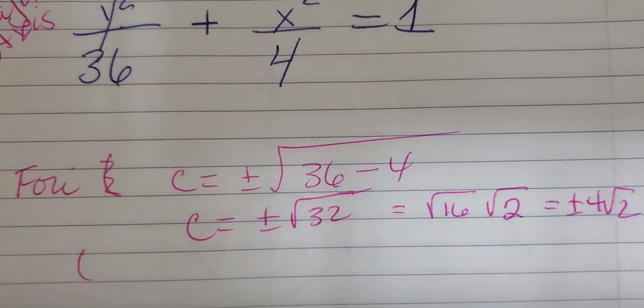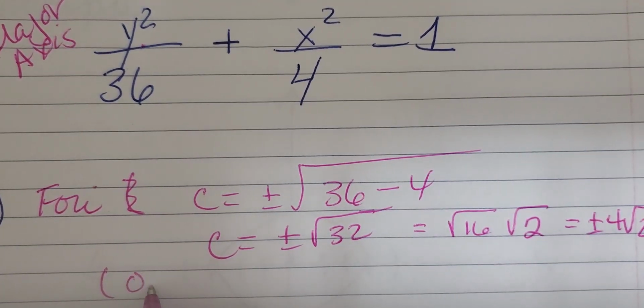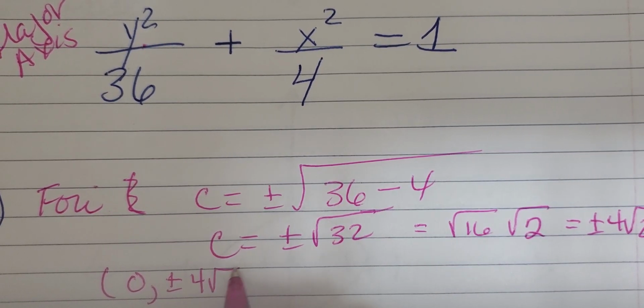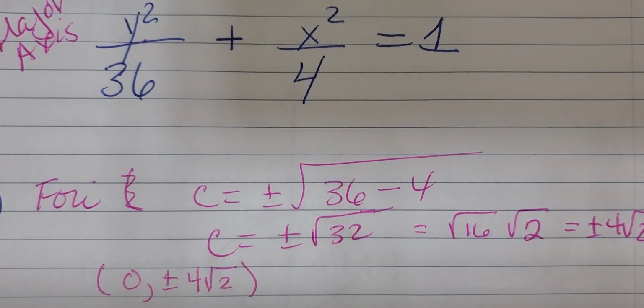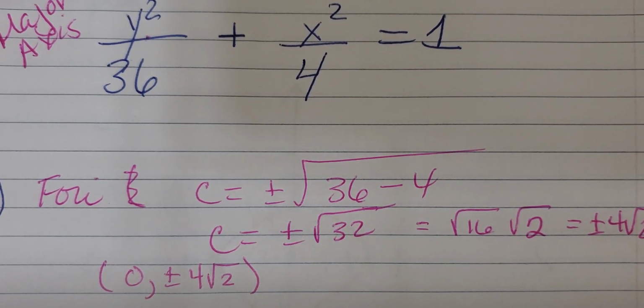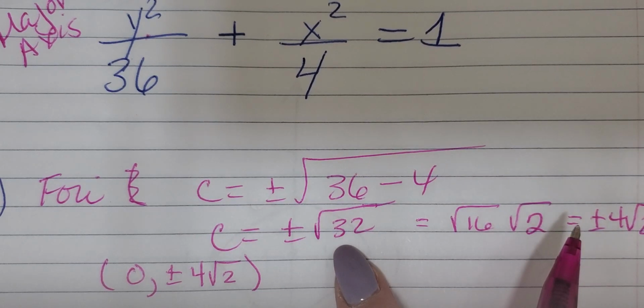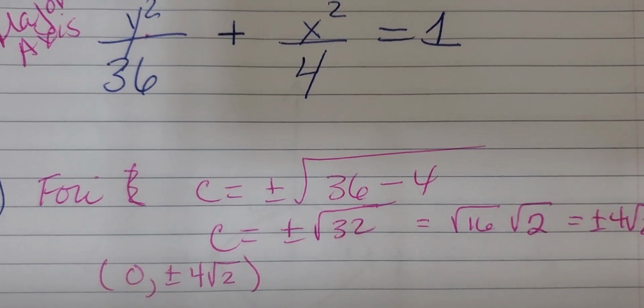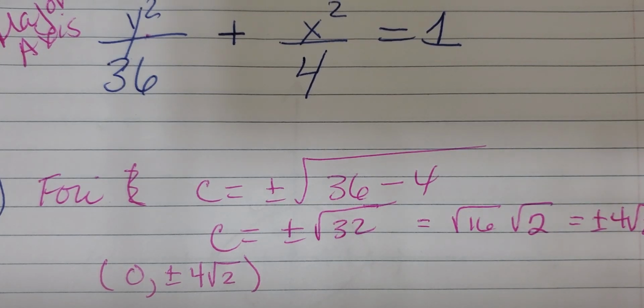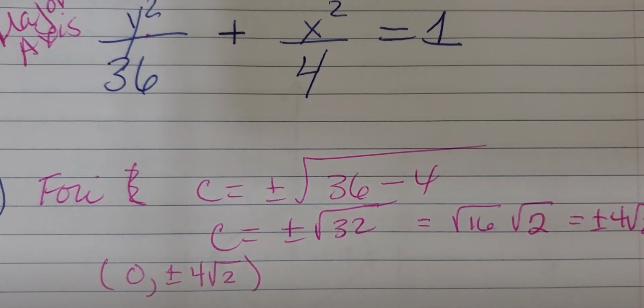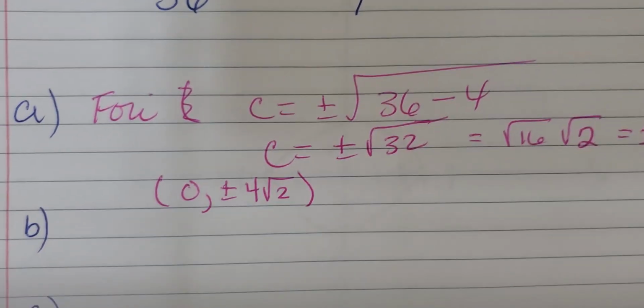Well, since the major axis is y, it's going to be 0 plus or minus the simplified version of 4 square root of 2. Okay? So that's why I want my foci written. We're going to take out a calculator to figure that out. So don't worry about that. Actually, I can probably estimate that guy. All right. The next thing we want to do is find the vertices.